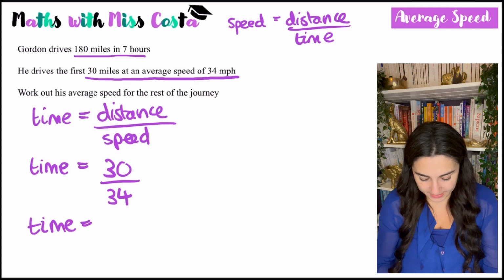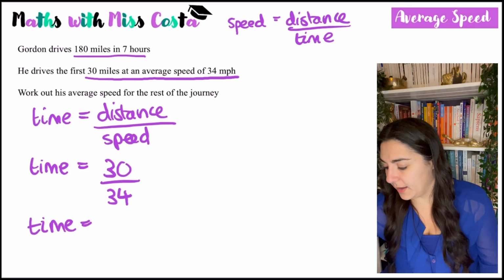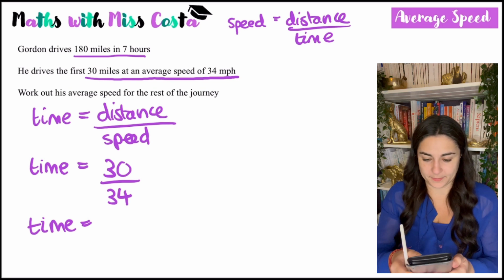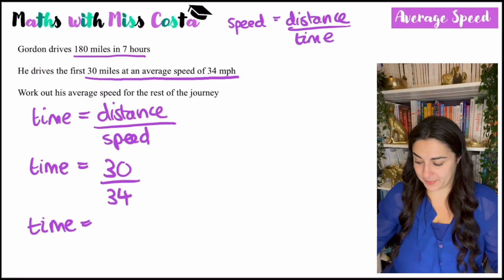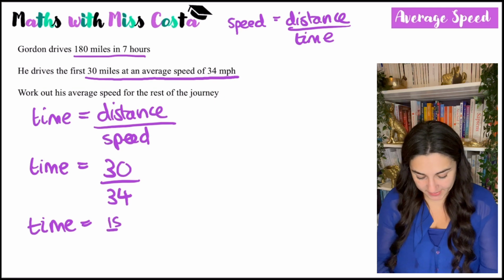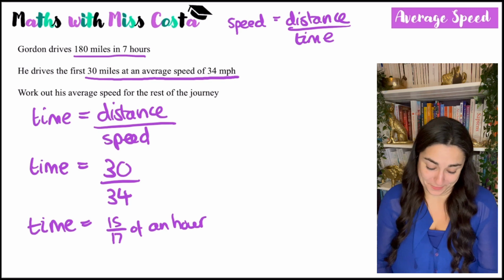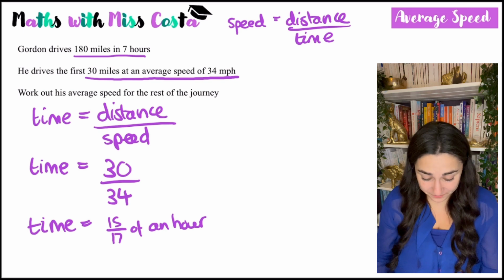So what would that be? Well, 30 divided by 34. Oh, that's an ugly number. Let's just keep it as 15/17 of an hour. Okay, 15/17 of an hour.